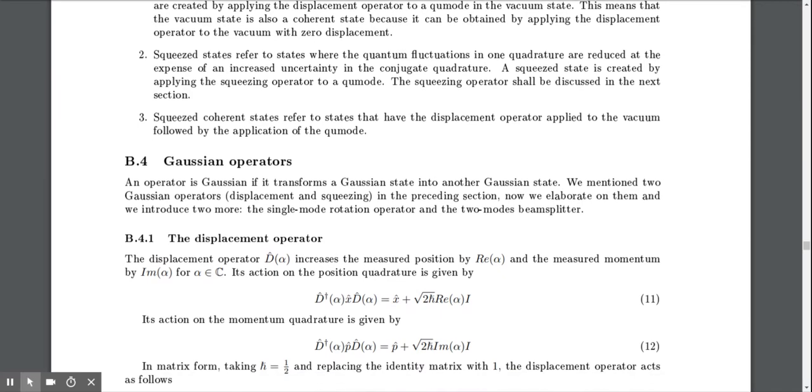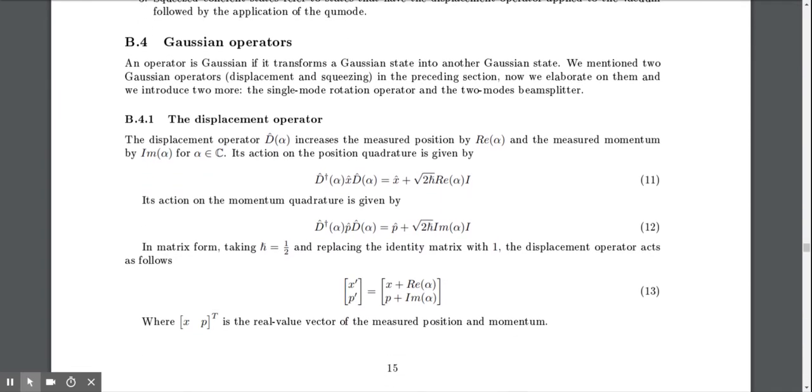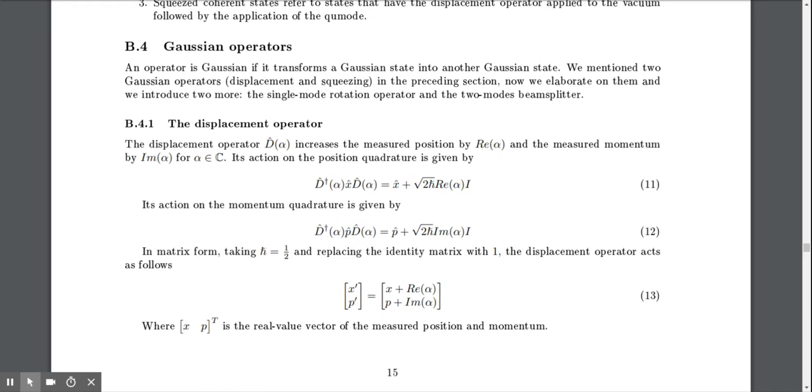Okay. Gaussian operators. An operator is Gaussian if it transforms a Gaussian state into a Gaussian state. Okay, makes sense. We mentioned two, displacement and squeezing, in the preceding section. Now we'll elaborate on them and introduce two more: the single mode rotation and the two mode beam splitter. Okay.